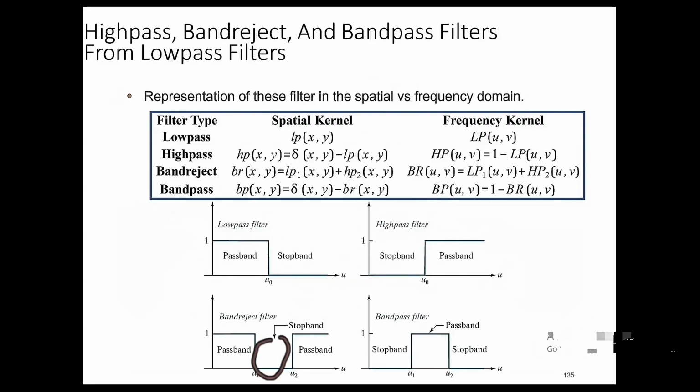We have band stop, it means zero frequencies from here. And these filters are somehow related. Let's say you have a low pass filter. If I subtract it from one, I get a high pass filter. Similarly, the band reject filter is actually a low pass filter plus a high pass filter with two different frequencies. Then we have a band pass filter, which is 1 minus band reject filter.